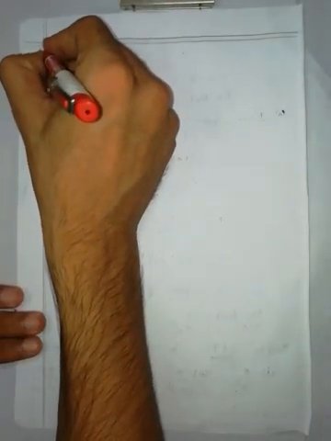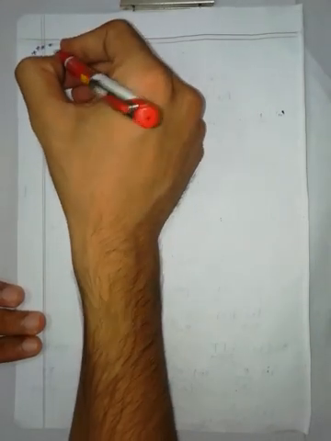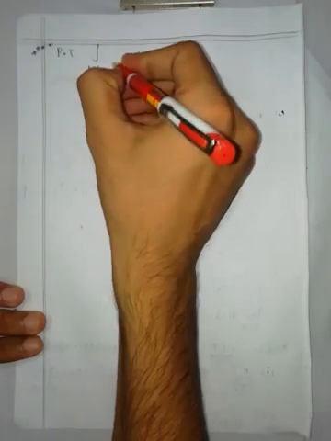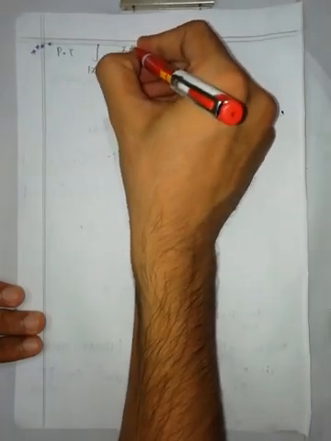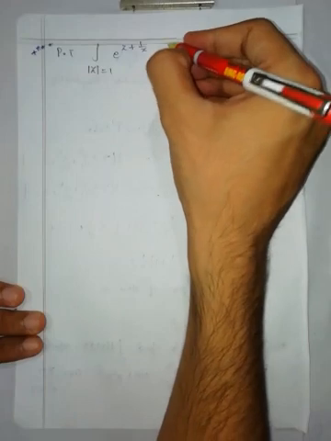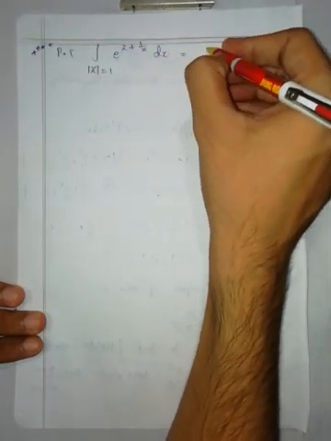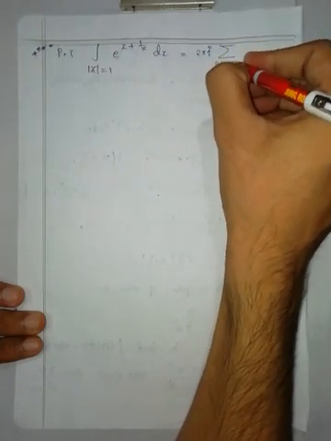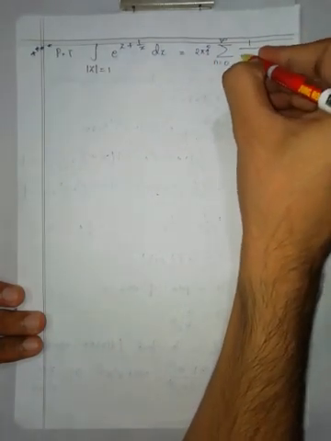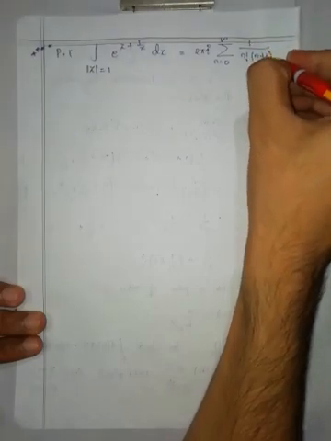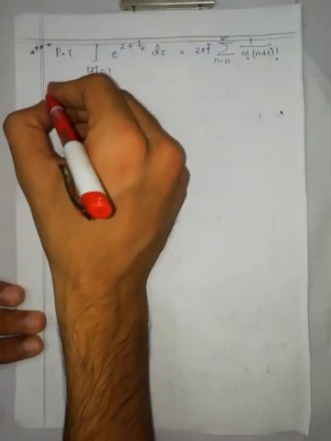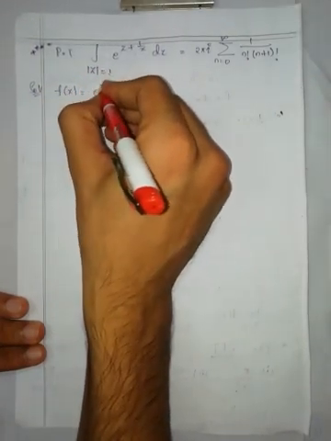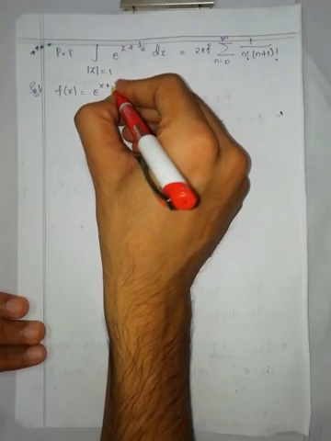Important problem. They have asked this question for short one. Prove that integration over modulus of z is equal to 1 e to the power of z plus 1 by z dz is equal to 2 pi iota summation n is equal to 0 to infinity 1 by n factorial into n plus 1 factorial. Solution. F of z is equal to e to the power of z plus 1 by z.